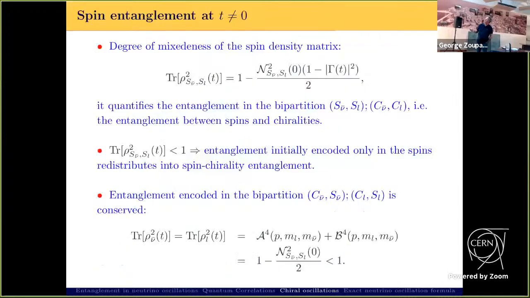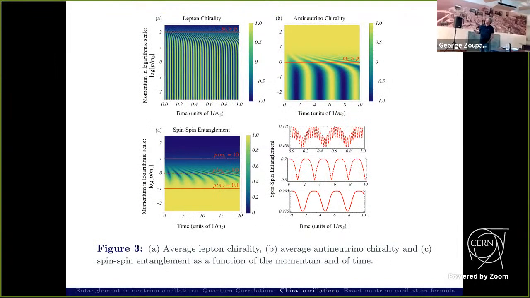We even do several checks in the various bipartitions to see where the entanglement is going and where it's staying, because it's a transfer of entanglement in time. And then we find this, you see: these are the chiral oscillations, but look at this. These are the spin-spin correlations.